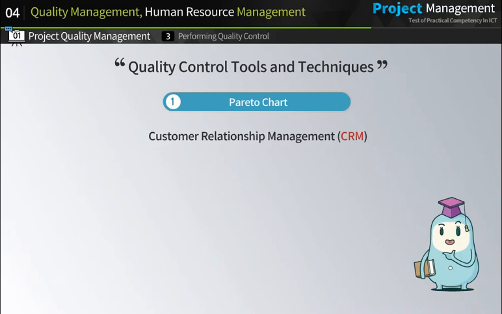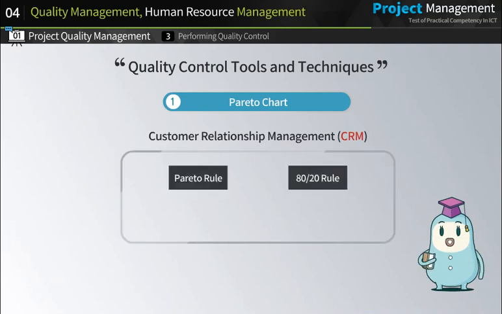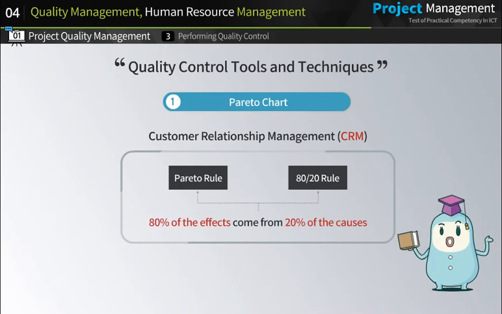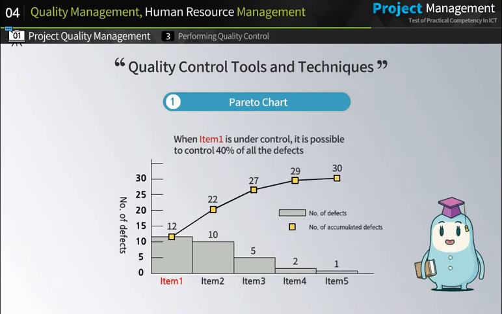In terms of customer relationship management, the Pareto rule, or 80-20 rule, states that 80% of the effects come from 20% of the causes. As you can see in the chart, correcting the cause of a defect with the highest frequency may lead to the correction of many other related defects.